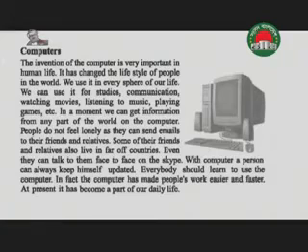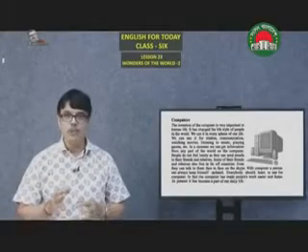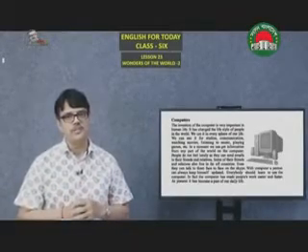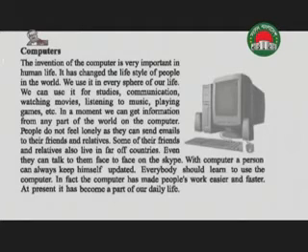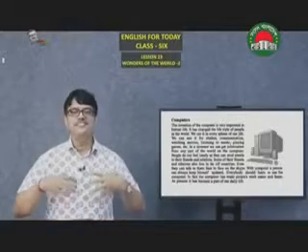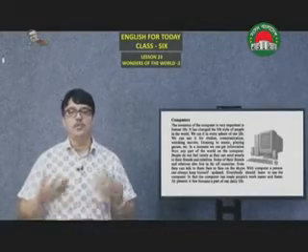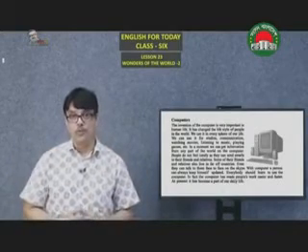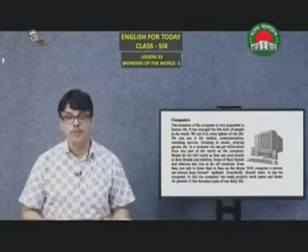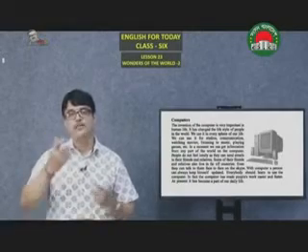We can use it for studies, communication, watching movies, listening to music, playing games, etc. Understand how important a device the computer is? In a moment, we can get information from any part of the world on the computer. We can take information and news from all parts of the world with the help of the computer. How? From online study, with the help of the internet.